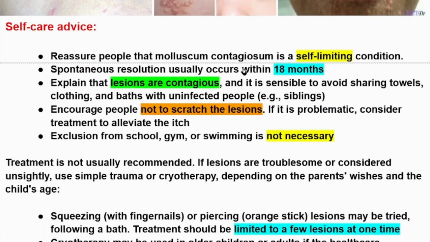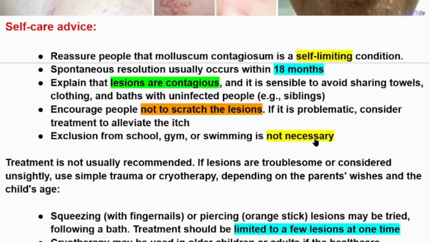Okay, self-care advice. Reassure people that Molluscum contagiosum is a self-limiting condition. Spontaneous resolution usually occurs within 18 months, and explain that lesions are contagious and it is sensible to avoid sharing towels, clothing, and baths with uninfected people, for example, siblings of the patient. Encourage people not to scratch the lesions. If it's problematic, consider treatment to alleviate the itch. Exclusion from school, gym, or swimming is not necessary.